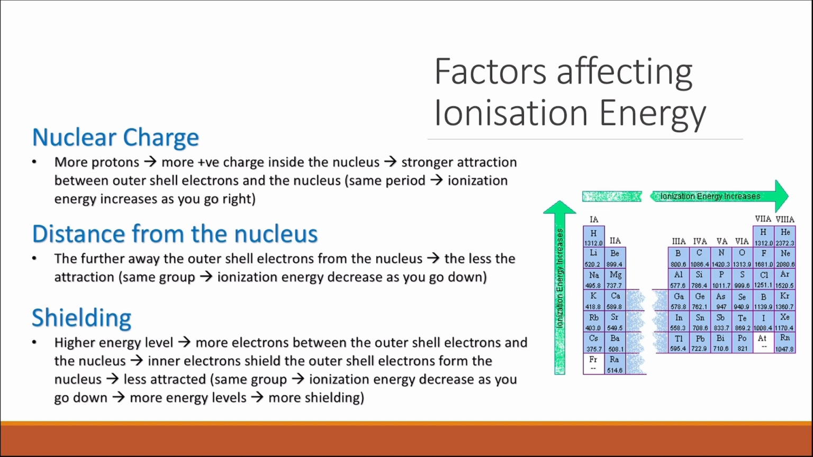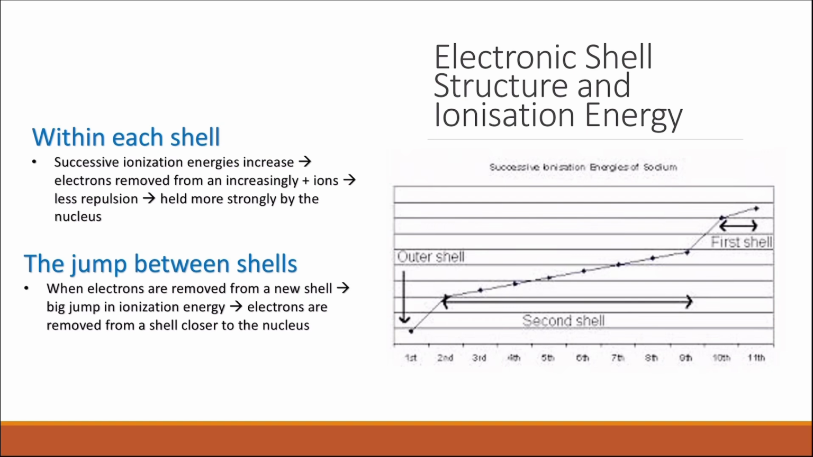And then shielding. We can see the shielding also along the groups. As you go down the group, there will be more inner electron shells, and these inner electron shells will act as a shield. They shield the outer shell electrons from the effect of the positive nucleus. So as you go down the group, the ionization energy decreases, and this is because there is more shielding. These inner electron shells will shield the outer shell electrons from the nucleus, so they are easier to remove.